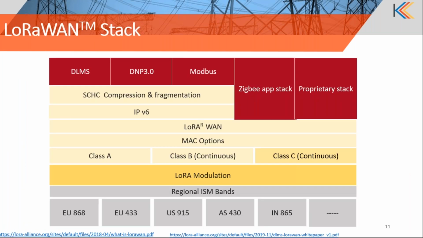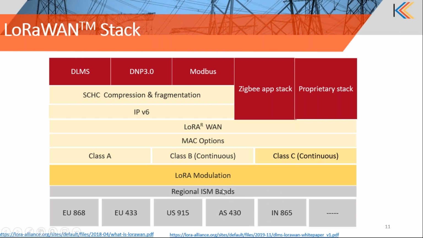So this is the network stack of LoRaWAN. On the physical layer, it uses regional free ISM bands, depending upon each region. So the frequencies allocated are different. There are standards which say what bands are to be used, depending upon each region.